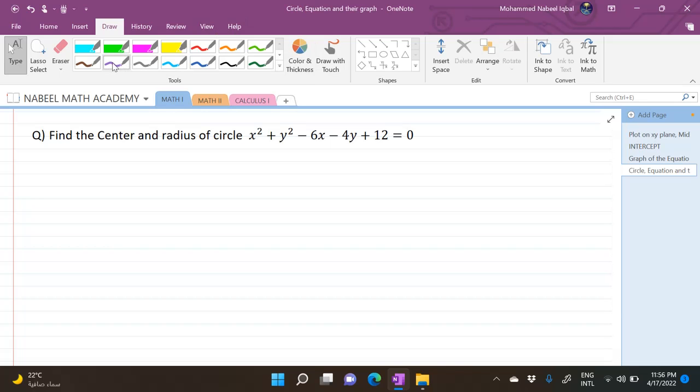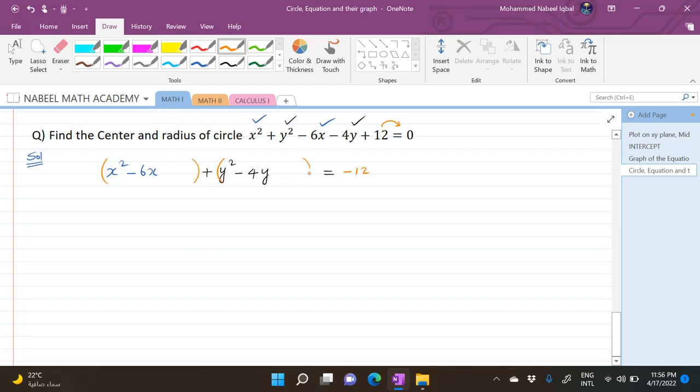It is the same story. We will do it again. I will put the like terms together: x square, then minus 6x. I write it together. Then the next term, we have y square, and the y term minus 4y, equal, if I move the constant to the other side, it will become minus 12.